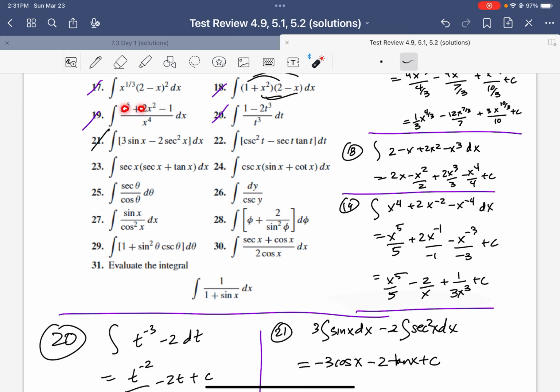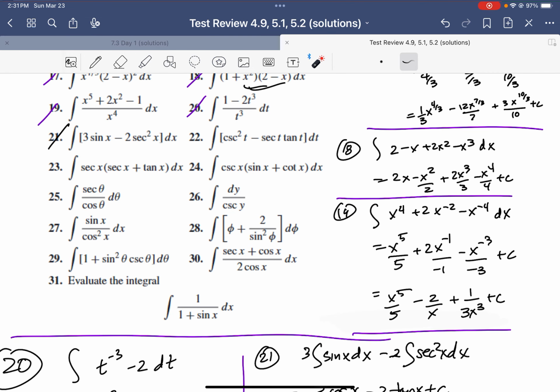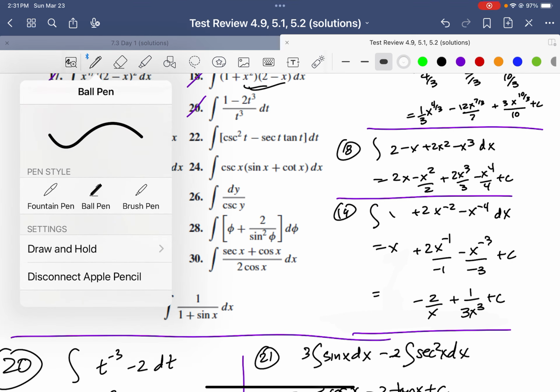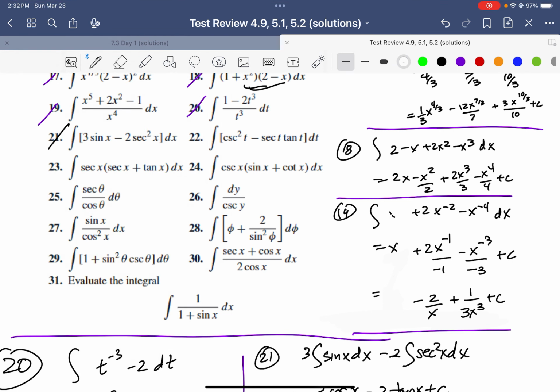If I have all of these added together over the common denominator, I can break each one of them up. That over that for 19. That over that should give me x to the first. So be careful there. That over that should give me x to the first. Let me clear up that. So x to the fifth over x to the fourth should give me x to the first.